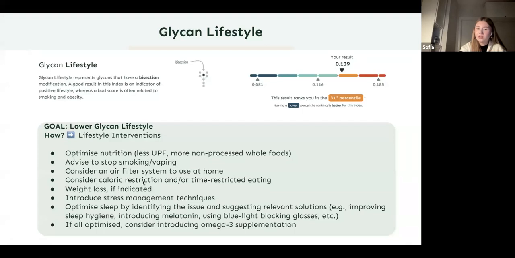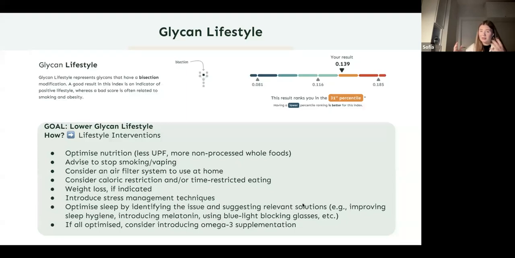We would consider caloric restriction and/or time restricted eating, depending on what your client needs. If they do not need to be in a caloric deficit, then definitely consider time restricted eating or fasting. Again, weight loss if indicated for your patient. We would introduce stress management techniques. We would optimize sleep by identifying the issue of their poor sleep habits, and we would suggest relevant solutions. So this could be anything from improving their sleep hygiene, introducing melatonin, using blue light blocking glasses, and so on.